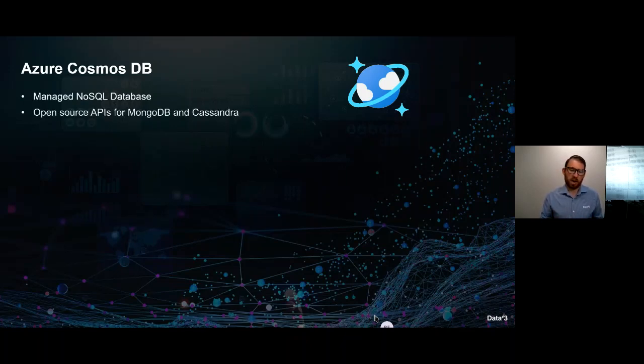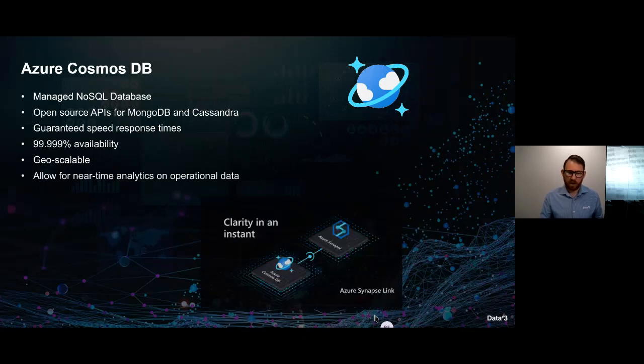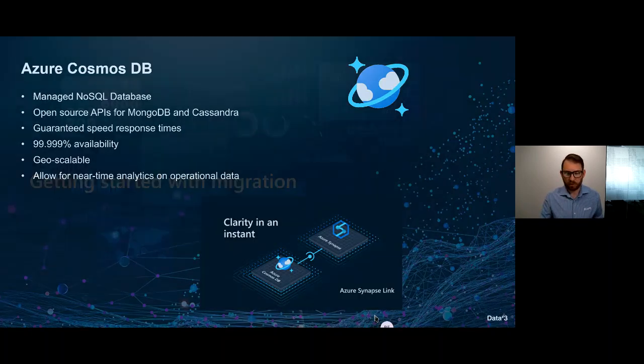It includes open source APIs for MongoDB and Cassandra, and it gives you guaranteed single millisecond response times for data writes and reads. It has one of the highest availability figures across any of the database workloads. It's geoscale. We have multi-writes as well as multi-reads across those regions, and it allows for near-time analytics on operational data, using something like Azure Synapse Link, where you use Synapse to query live data out of Cosmos.